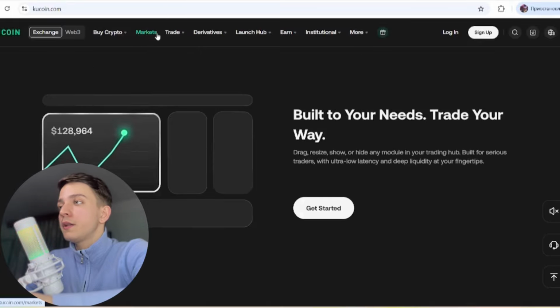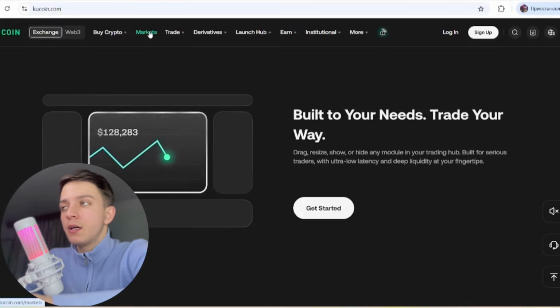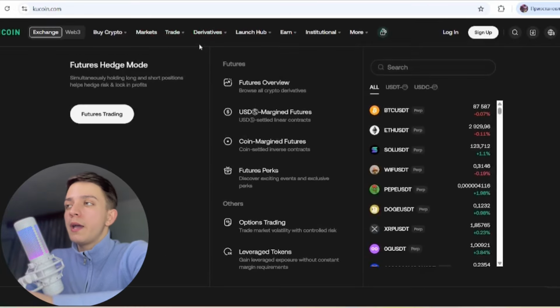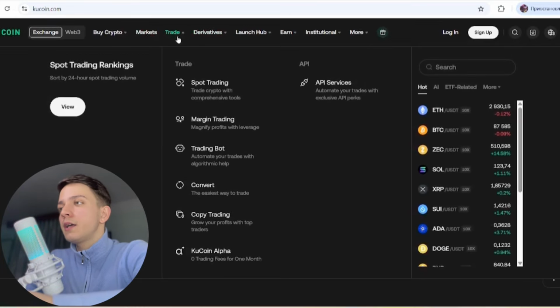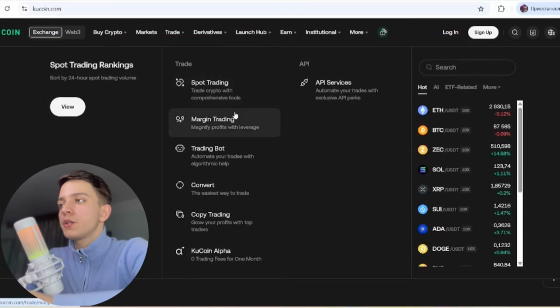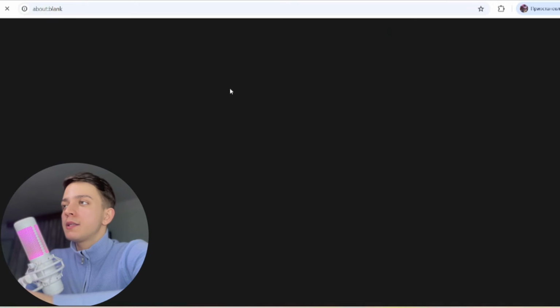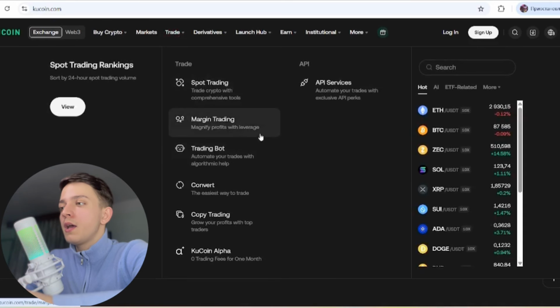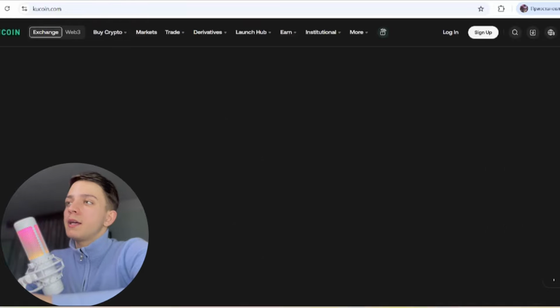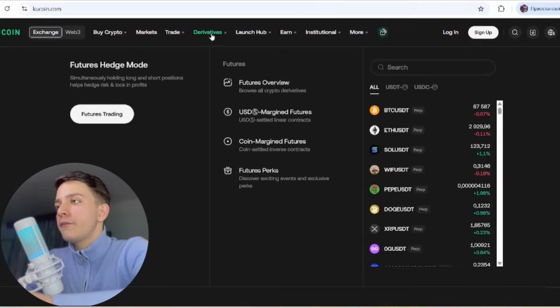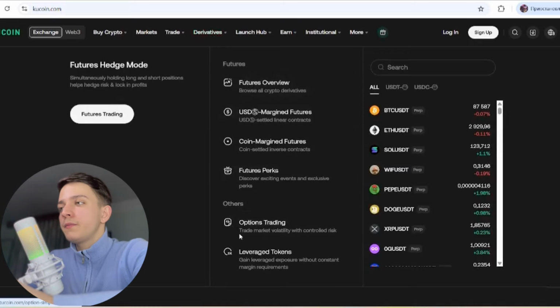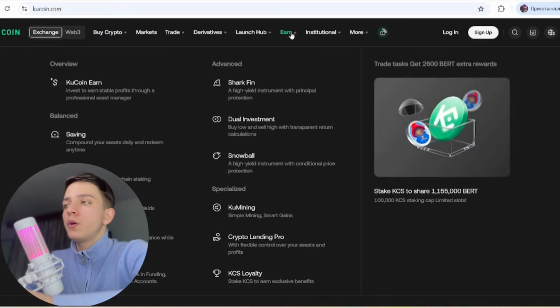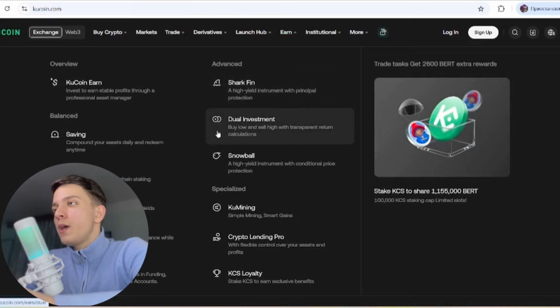So markets, there you can see hot pairs, recently added, and etc. There is trade, spot trading, margin trading, and etc. Okay, let's take a look. This is spot trading, and after that you can see margin trading. And there you can see also derivatives, futures overview, and so on. You can also earn with staking, for example staking KuCoin token, and there are so many functions.